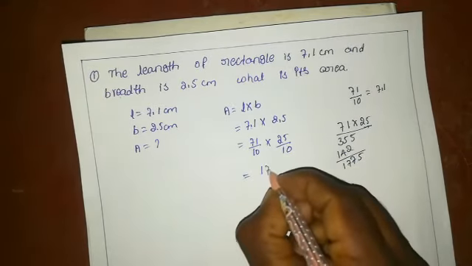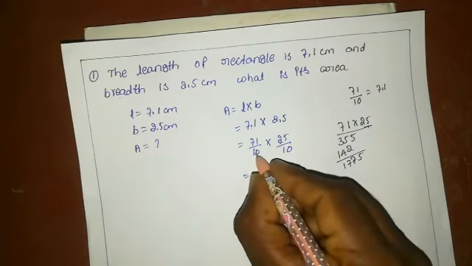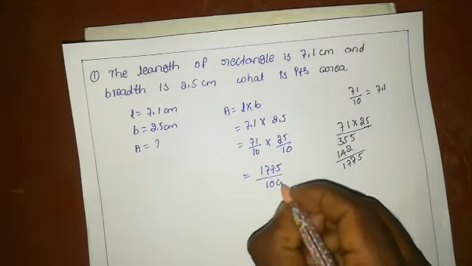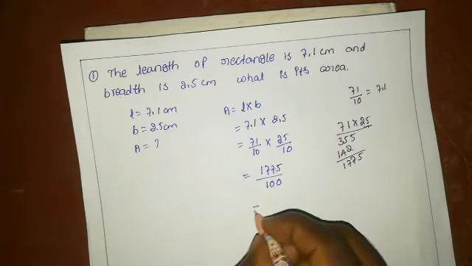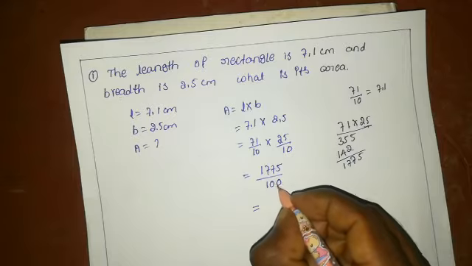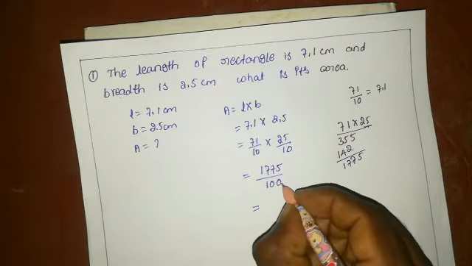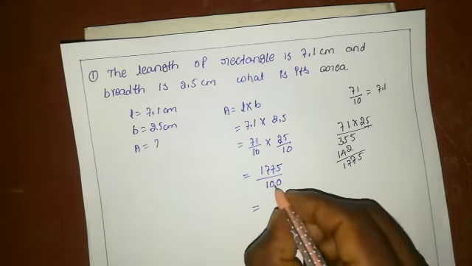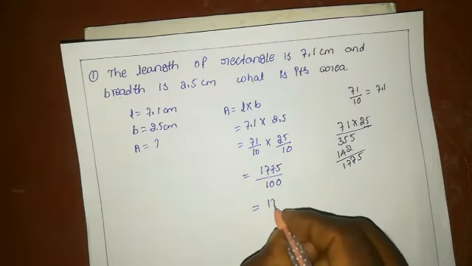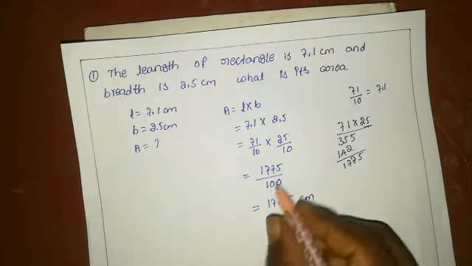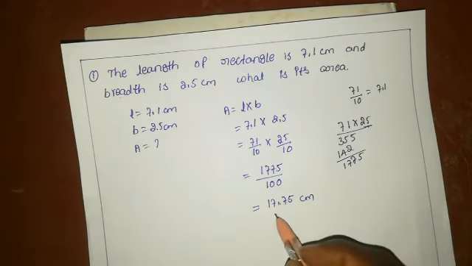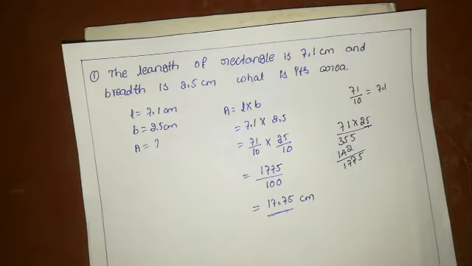So 1775 divided by 10 into 10, how much? 100. 1775 divided by 100. In the denominator we have 100, which means 2 zeros, so we put the point after 2 digits, which means 17.75 centimeters. The area of the rectangle is 17.75. Thus we multiply a decimal number by a decimal.